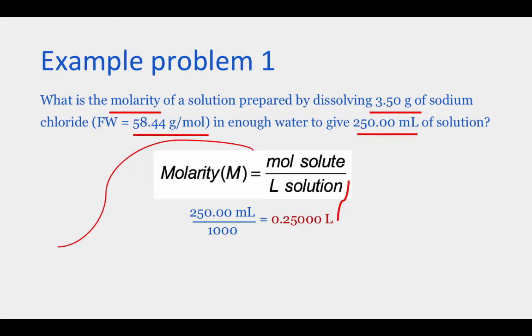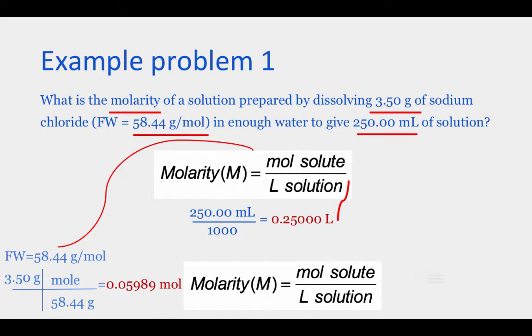Fourth, how to find out what you don't know. Use the formula weight they give you as a conversion factor because its units are grams per mole. To find the number of moles of solute, take the number of grams of NaCl, 3.50 grams, and divide by the formula weight of 58.44 grams per mole to get 0.05989 moles of NaCl. To get the molarity, take the number of moles and divide by the volume of solution in liters. 0.05989 moles divided by 0.25000 liters, which equals 0.239 molar.